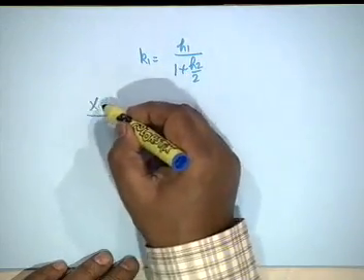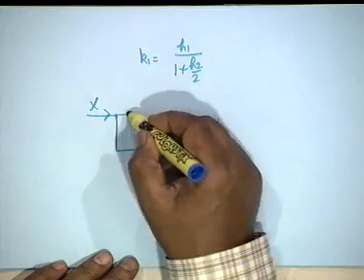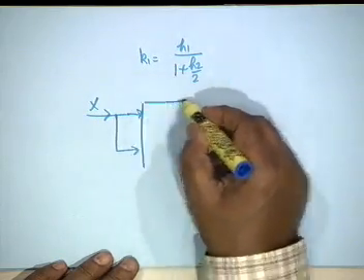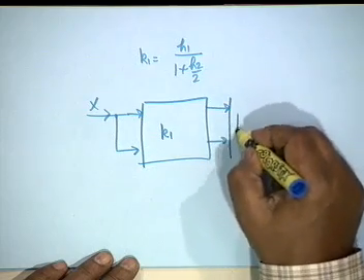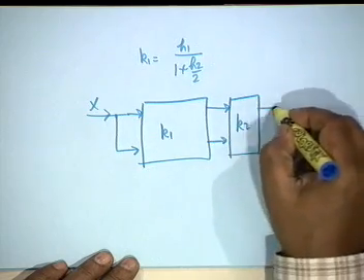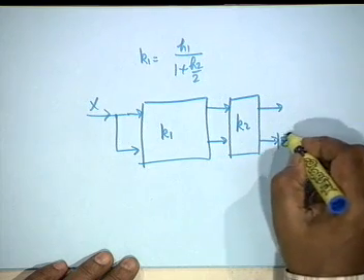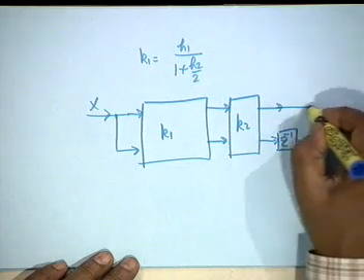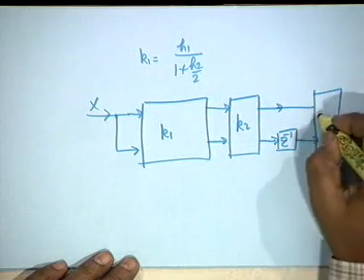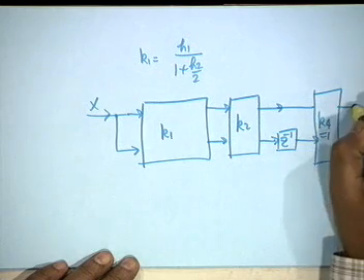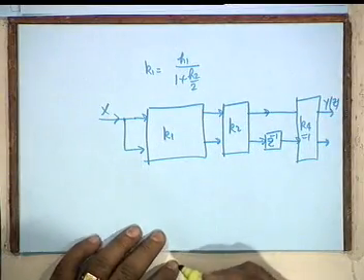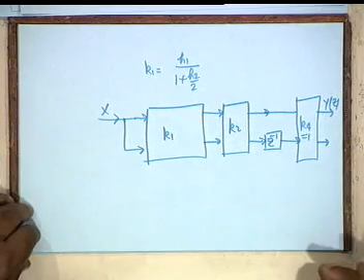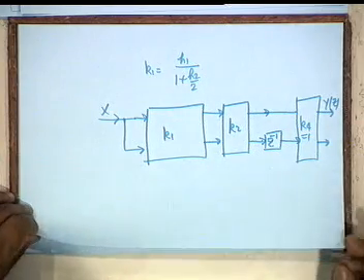So the diagram would be X, K1, then K2, then a Z inverse, no crisscross, finally K4 equal to 1. This is the output. All right. There is no reason why you cannot extend it to any order that you like. Let us look at the other two.